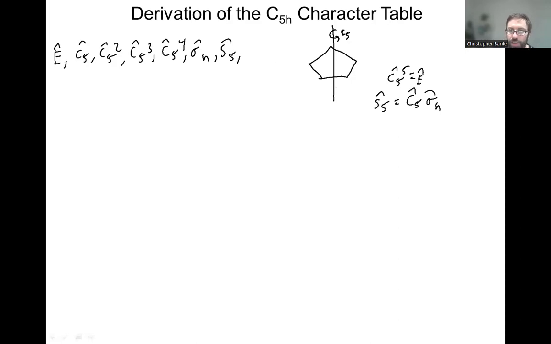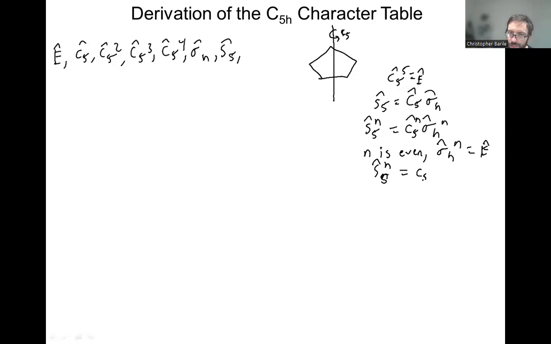We also don't have any even S5s. And the way I can show you that is if you have some S5^n, that's going to be a C5^n followed by a sigma h^n, right? So if n is even, sigma h^n is going to be equal to identity. And then S5^n is therefore just equal to C5^n, which we already have, right? We already did the C5^n's.